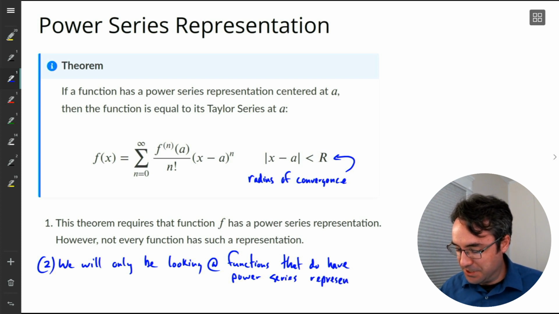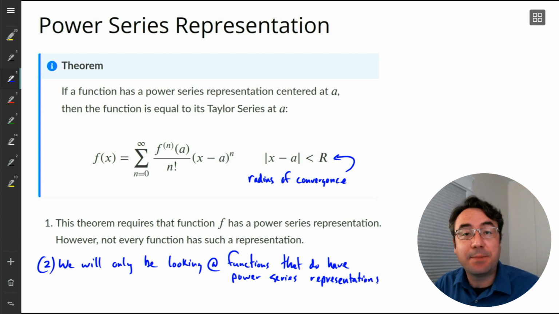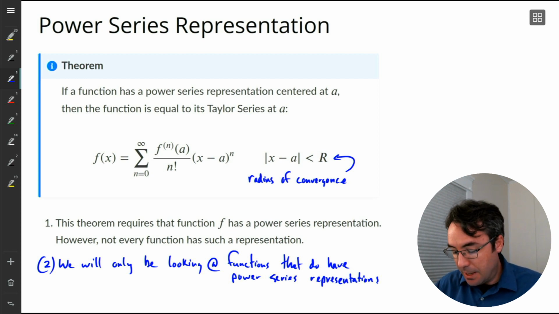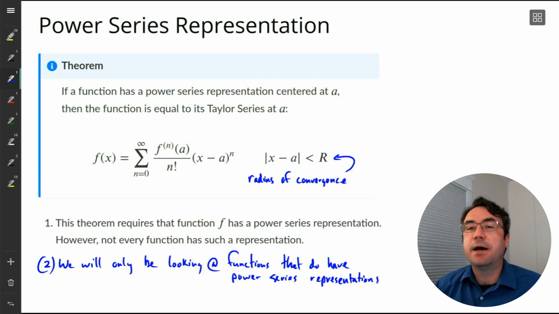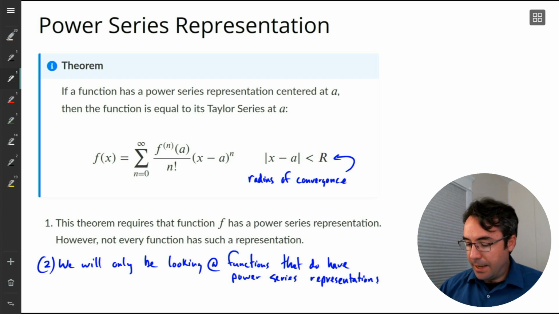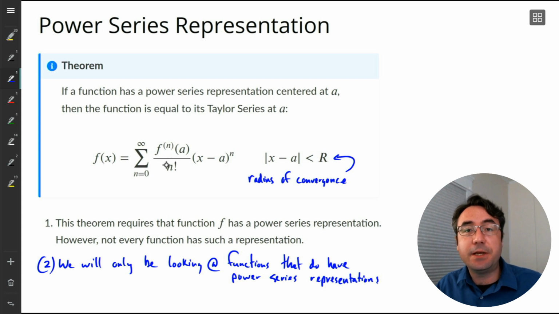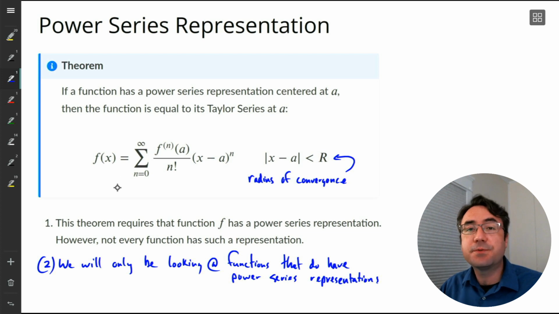So, there are functions out there that cannot be represented as a power series for certain center a values. But the functions we're going to be looking at and the a values we're going to be considering, our functions are going to have a power series expansion. And if our function has a power series expansion, well, it can't just be any power series. Our function is going to be equal to the Taylor series. So let's actually prove this result, or at least sketch out what a proof might look like.